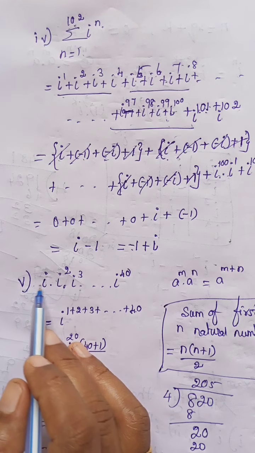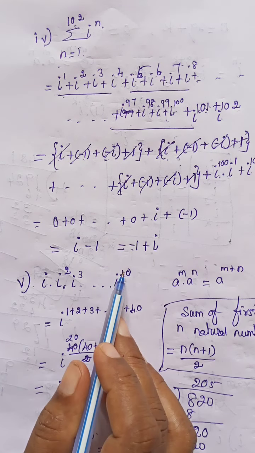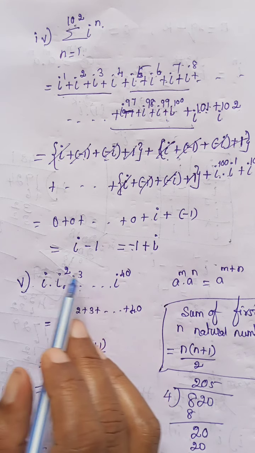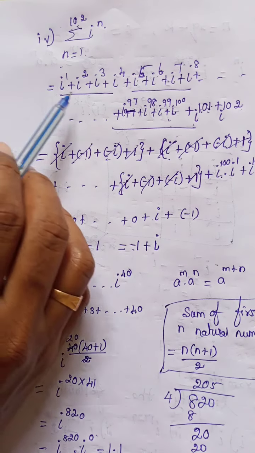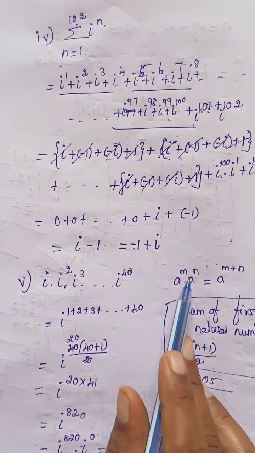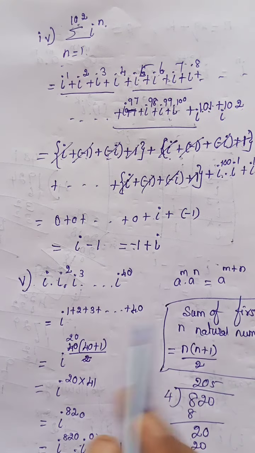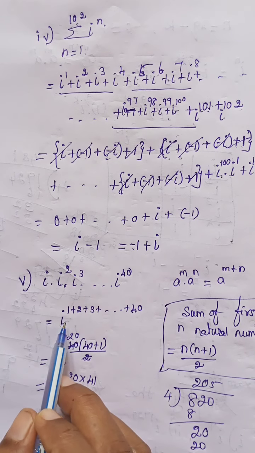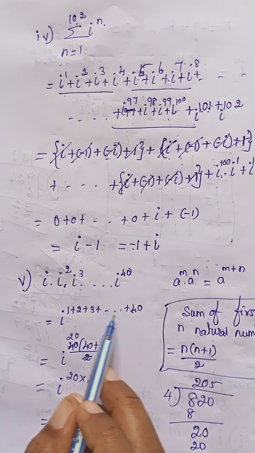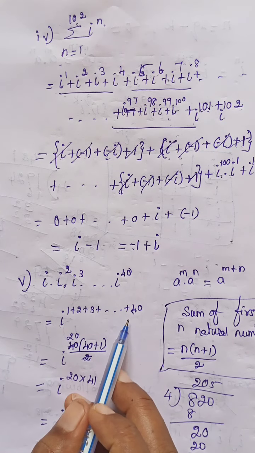Now subdivision 5 is i into i square into i cube etc. up to i power 40. See, here it's in addition, here it's in multiplication. We know that a power m into a power n we can write as a power m plus n. So we can add all the powers, i power 1 plus 2 plus 3 plus etc. plus 40. That is the sum of the first 40 natural numbers.